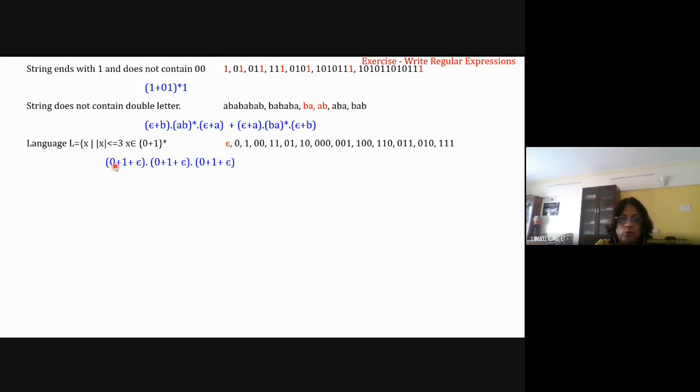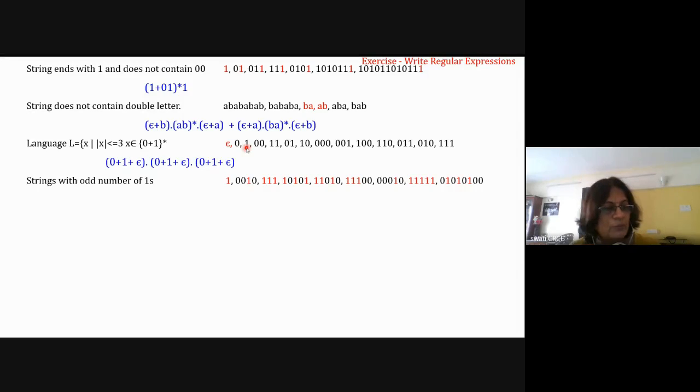If only 0 with both epsilons, it is 0. Only 1 with both epsilons is 1. Okay, so let's see one more problem and I'll stop. This is the last problem for today. Strings with an odd number of ones. So 1 can occur one time anywhere, then 3 times or 5 times or 7 times. And zeros can be anything, anywhere.